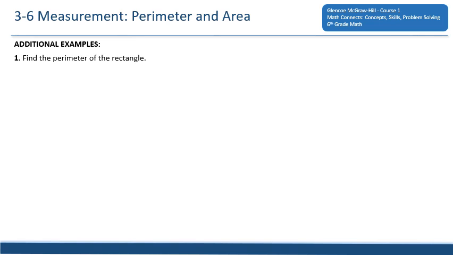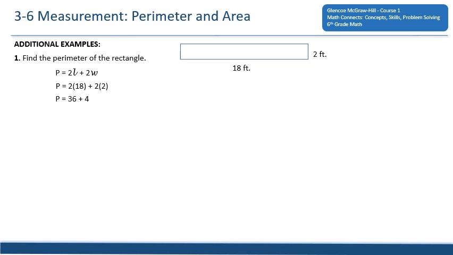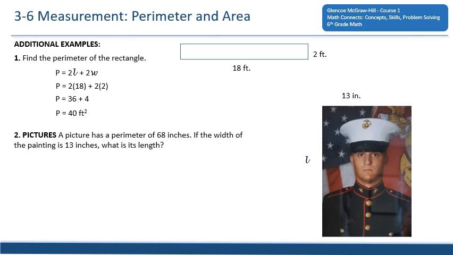Find the perimeter of a rectangle. We have a rectangle right there, 18 feet by 2 feet. We know the perimeter equals 2 times length plus 2 times width. So if we substitute in 18 for length and 2 for width, and then we multiply, we get perimeter equals 36 plus 4. So its perimeter is 40 feet.